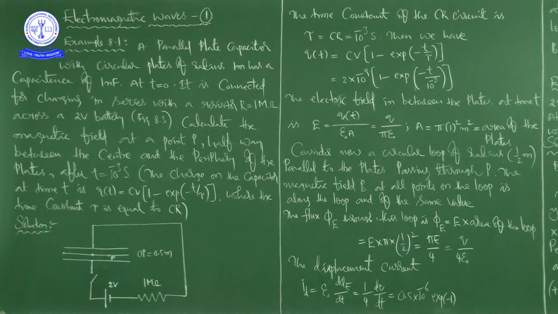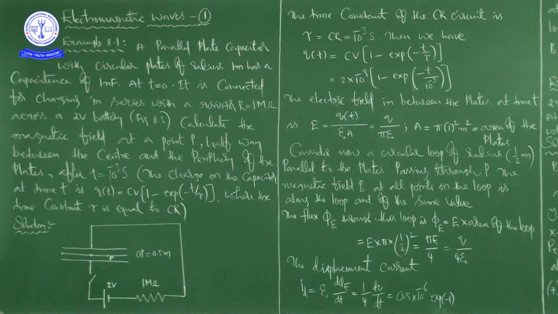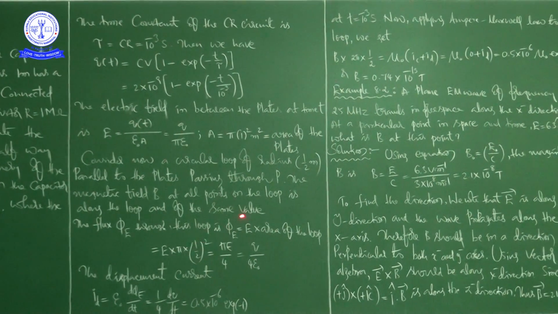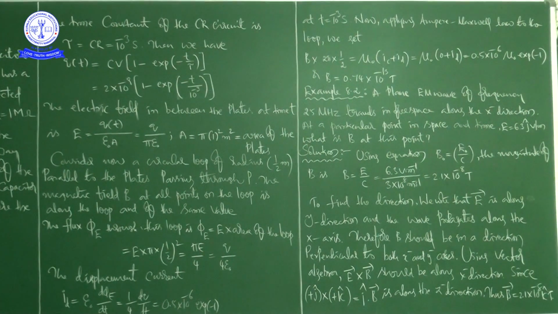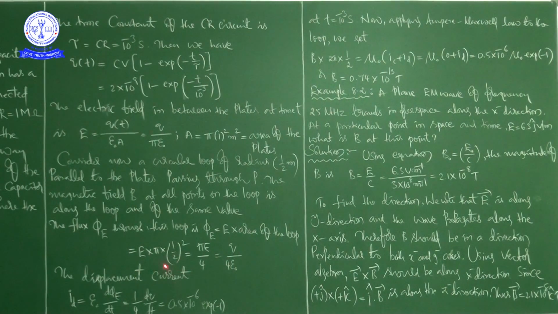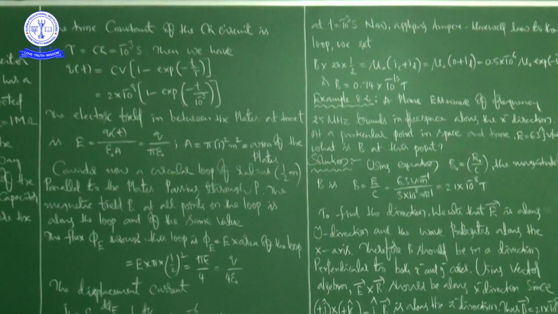Please try to understand. Now, the flux phi E through this loop is, this is Gauss law, you know very well. The flux phi E is equal to E into the area of the loop, and the area of the loop is pi r square, with r equal to 1 by 2.